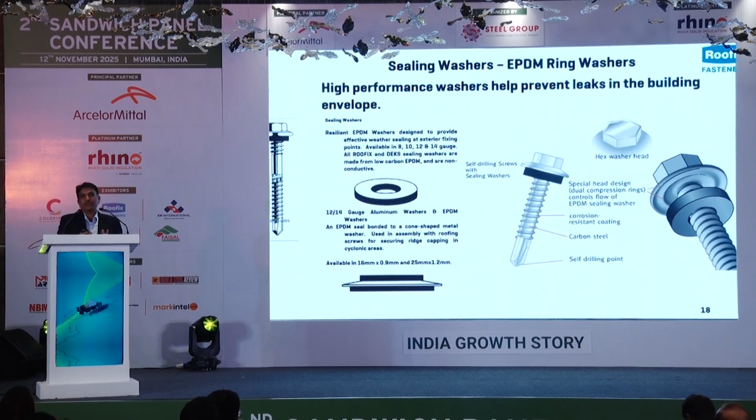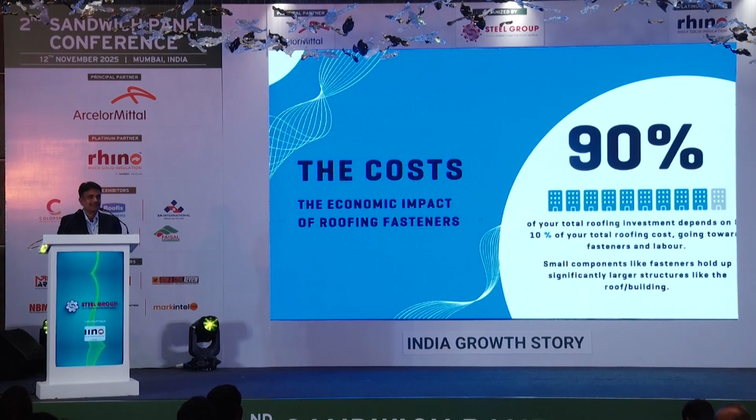In a screw, the most important part is the washer. This washer has to be an EPDM product. It's made of low carbon EPDM, which expands and contracts due to the temperature variations during the day and the night. And this is what prevents the water from seeping inside the building. In India, a couple of screws use just PVC or any ring washer, which is not sufficient to stop the water leakages. As I said earlier, the fastener costs less than 10% of your roof cost, but it ensures 90% of your roof sheet.